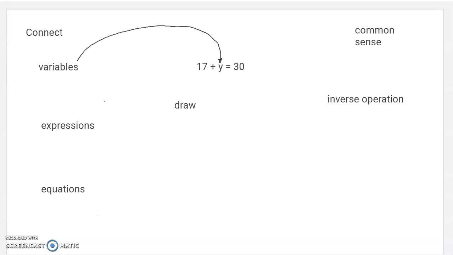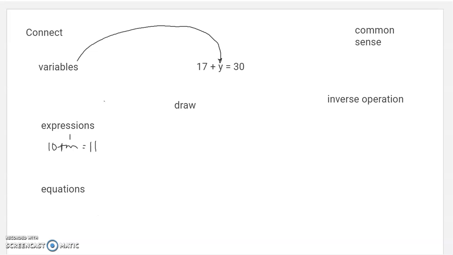Remember, I mentioned briefly expressions. That might be something like 10 plus m, where you can't figure out the variable. What's m? I don't know. In an expression, you can't figure it out. But if you turn that into an equation, where there's something on the other side of the equal sign, you could figure out that m equals 1. So that's the difference between an expression, an equation, and a variable.